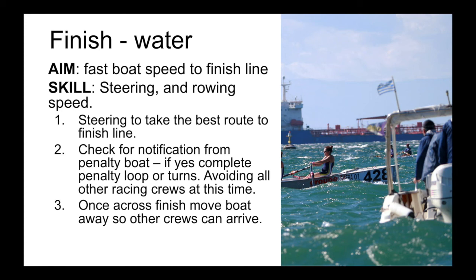Check for notifications in that last run into the finish from any penalty boats, and if you have picked up a penalty, you have to make sure that you have checked whether you are being notified. If you are notified that your boat has a penalty, you need to complete the penalty loop or turns in the area designated by that event. And remember, when you're doing your penalty turns, you have to avoid all other racing crews at this time, because you have less rights while you are doing this than the crews that have not picked up penalties during the race.